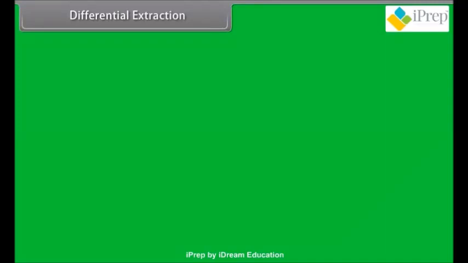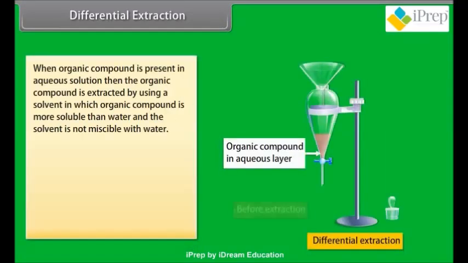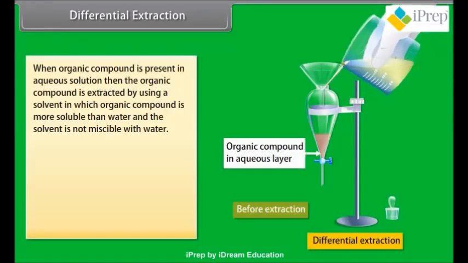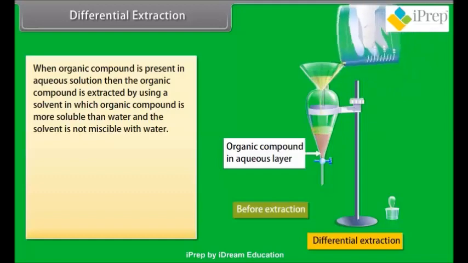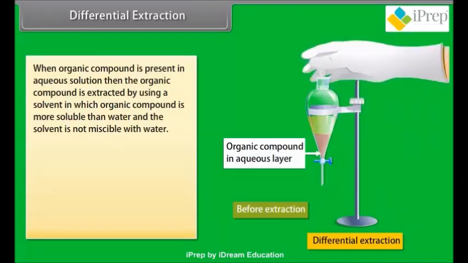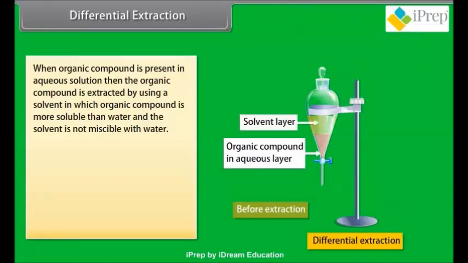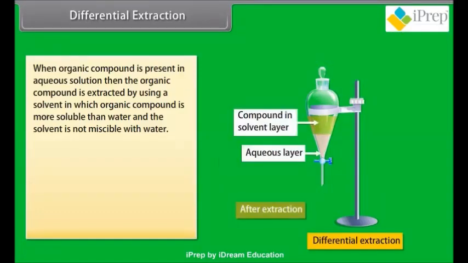Differential extraction. When an organic compound is present in aqueous solution, the organic compound is extracted by using a solvent in which the organic compound is more soluble than in water, and the solvent is not miscible with water.